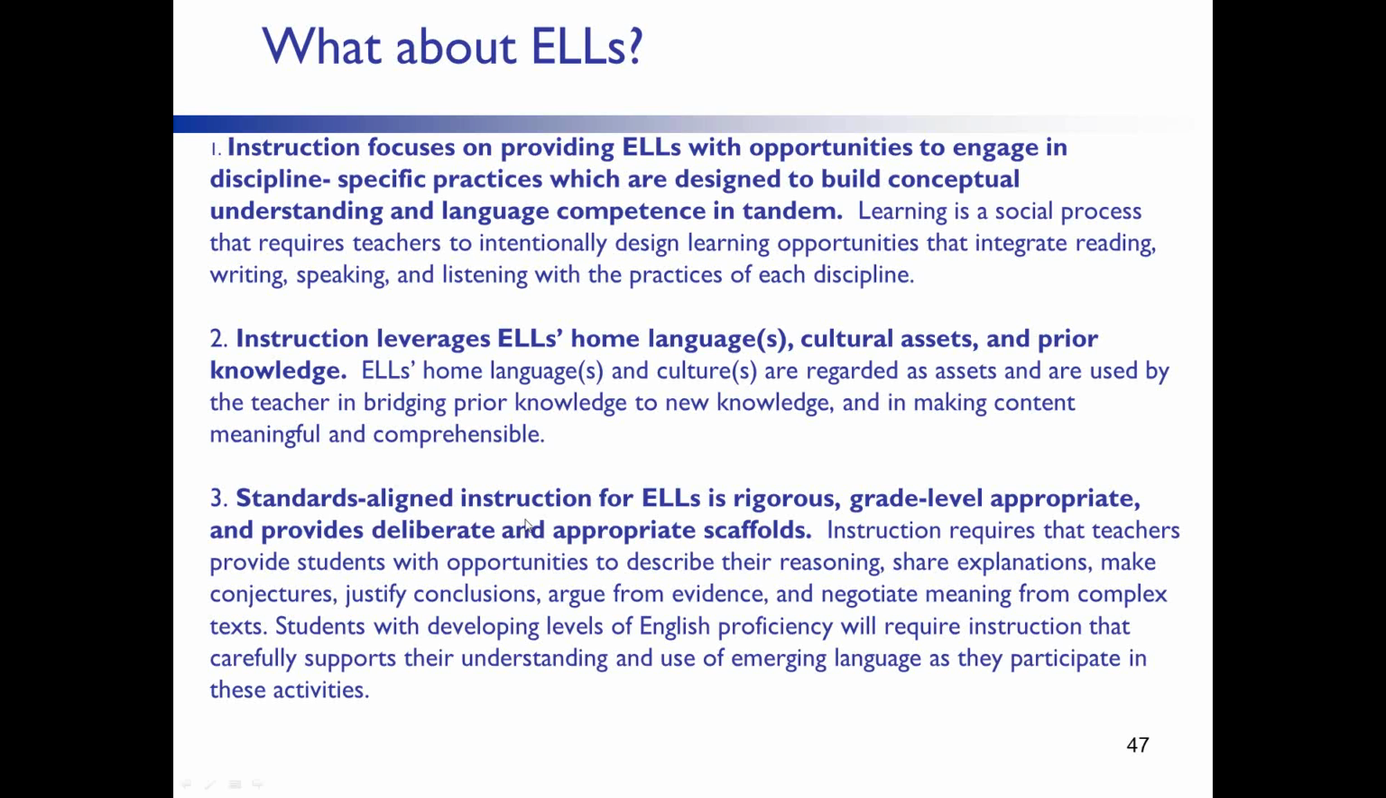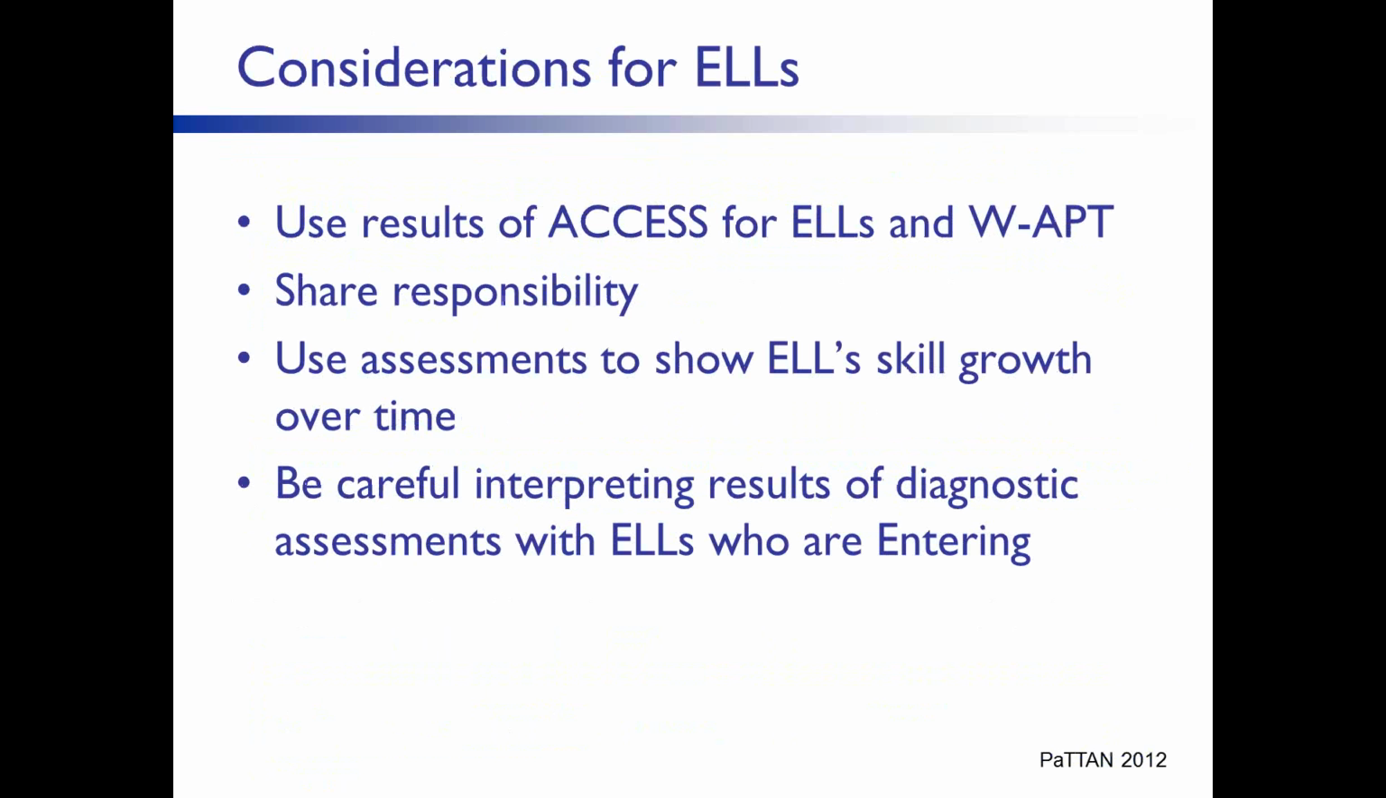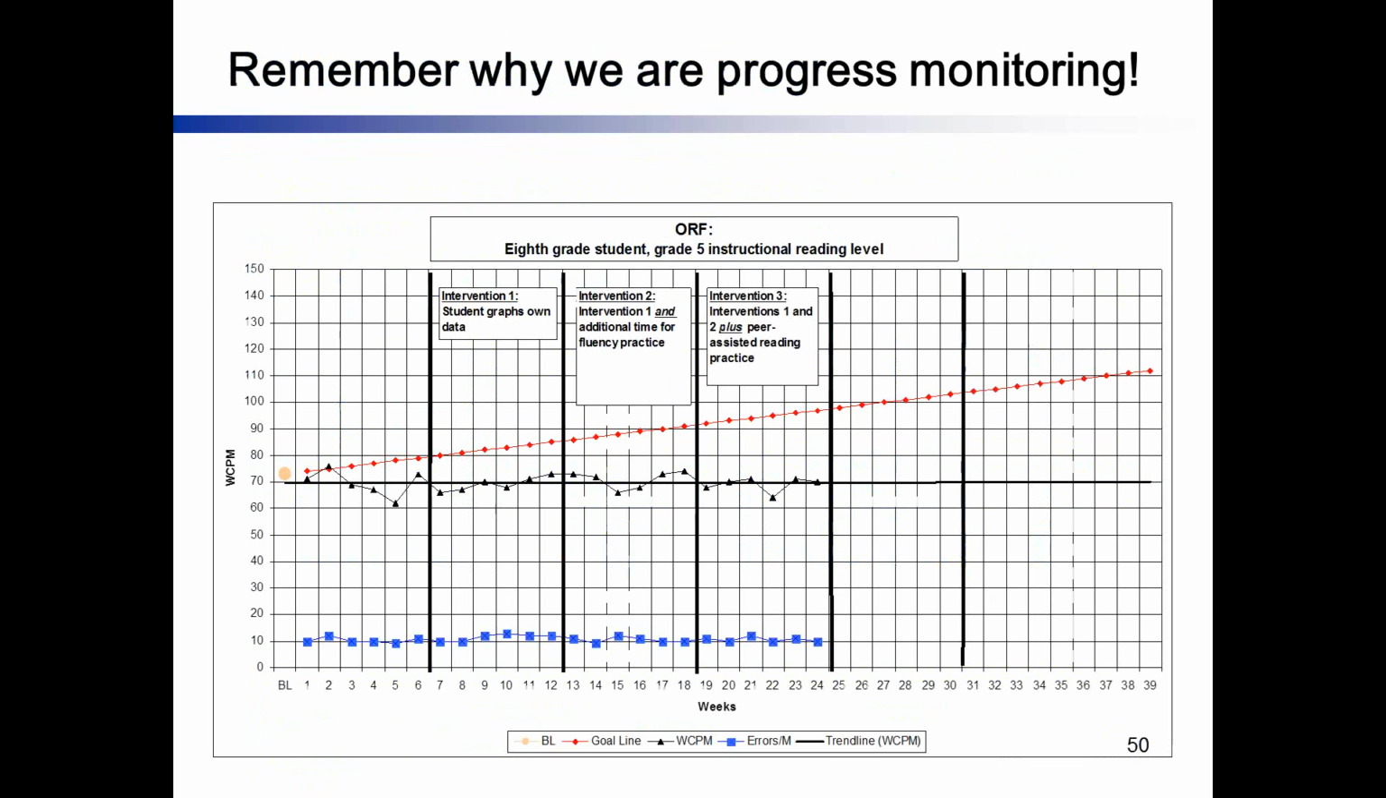So although for the purposes of this assignment you're not dealing with ELLs, it's critical that you understand that. Instruction for ELLs needs to move forward by taking into account their English proficiency levels, and I share that with you. It needs to foster their autonomy by equipping them with strategies that they can employ themselves. And the instruction needs to be diagnostic, allowing teachers to consistently monitor and adjust how the child is acquiring English. Here are some considerations for ELLs and progress monitoring for them.